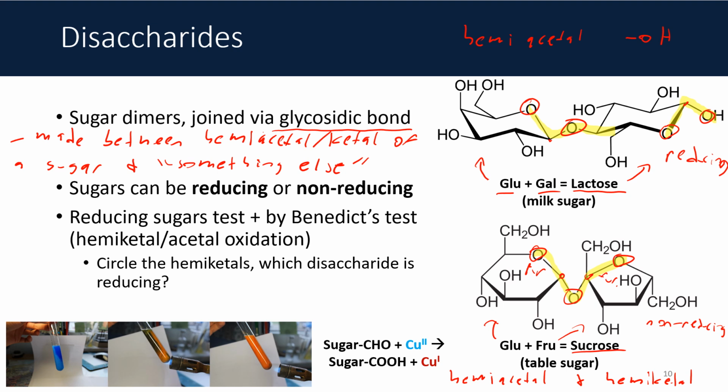And you may be thinking, well, why do we call it reducing and not something like reacting or reactable and non-reactable? One of the reasons is we test for that with a redox reaction. It's called the Benedict's test. You've likely done this before.